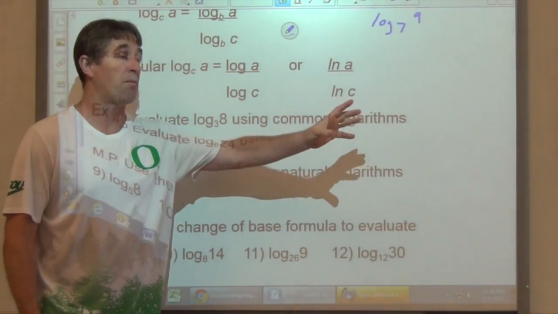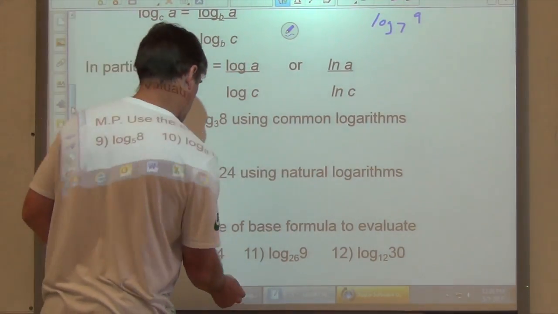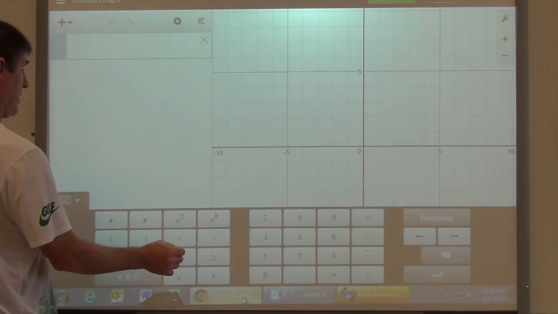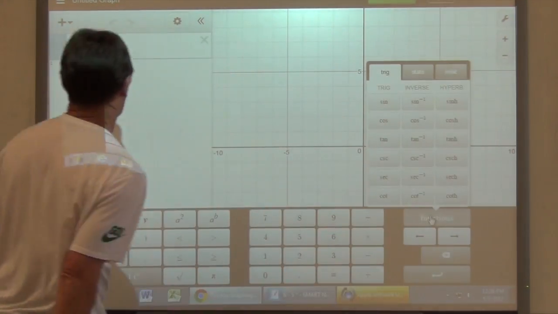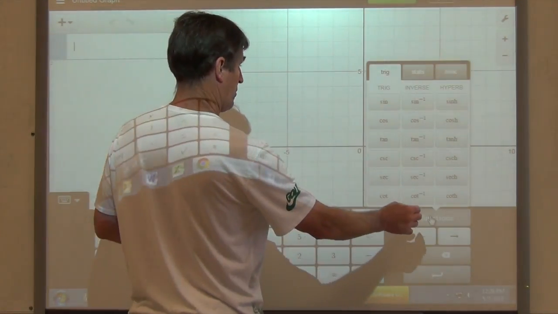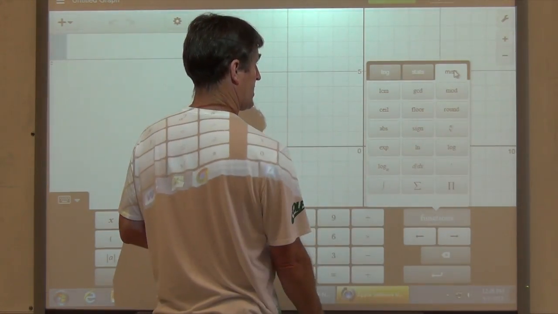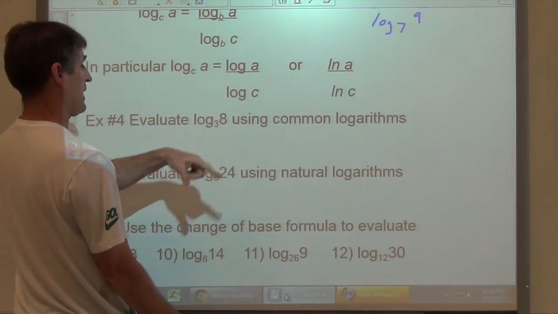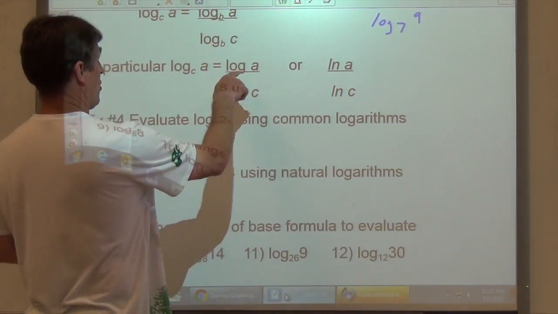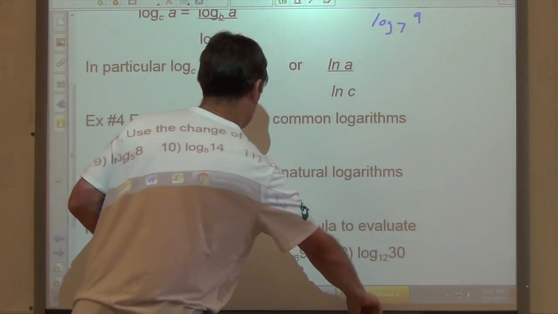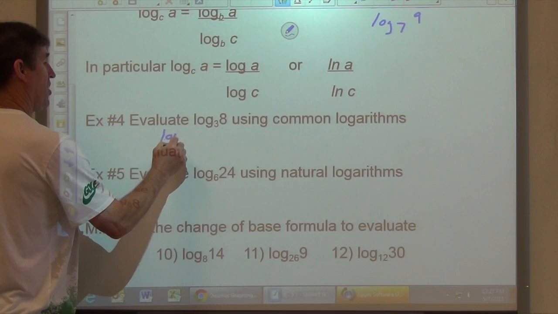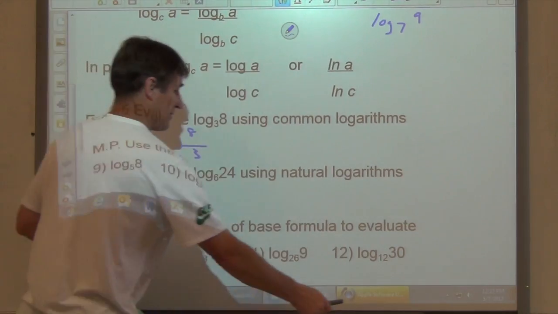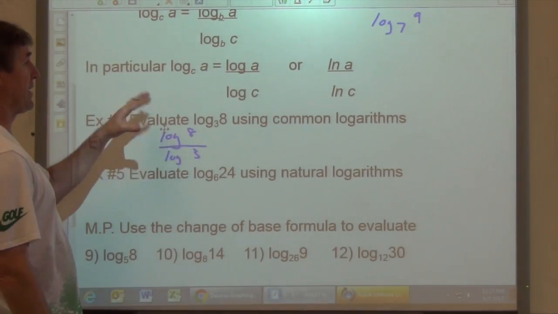Remember, common logarithms are base 10. So if we go to the Desmos calculator, we have to go to functions, then miscellaneous, and we're going to use logarithms. That was, if we go back, log base 3 of 8. So to do this, we're going to do log base 10 of 8 divided by log base 10 of 3. Remember, if we don't put a base down, it's base 10.